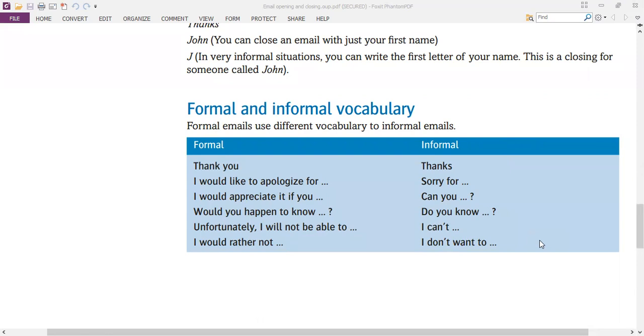So these are some of the informal and formal vocabulary structures which may help you in writing opening and closing for your emails, whether formal, semi-formal or informal.